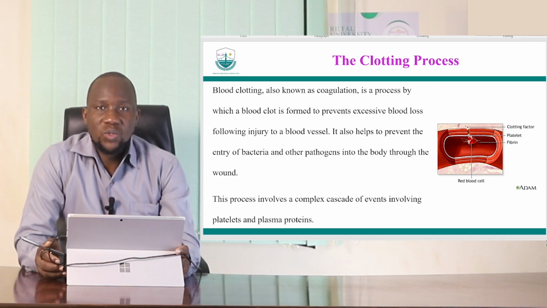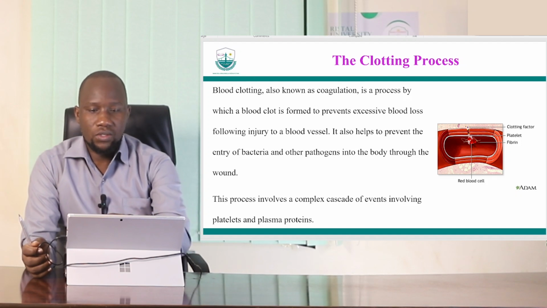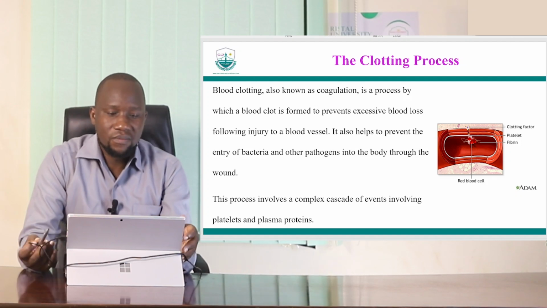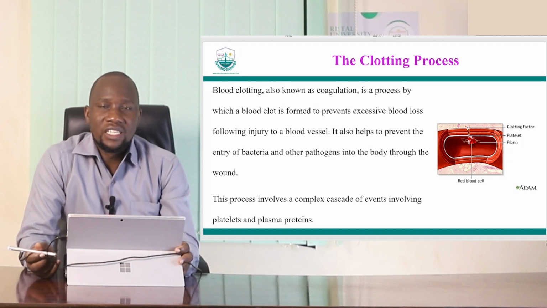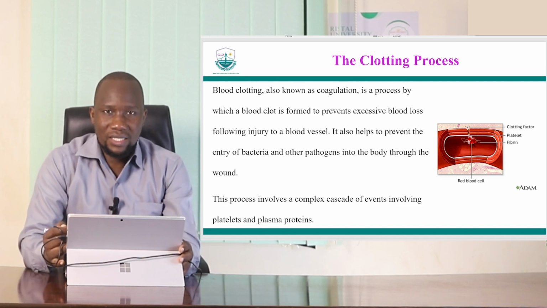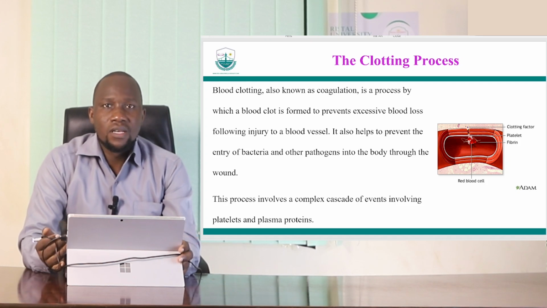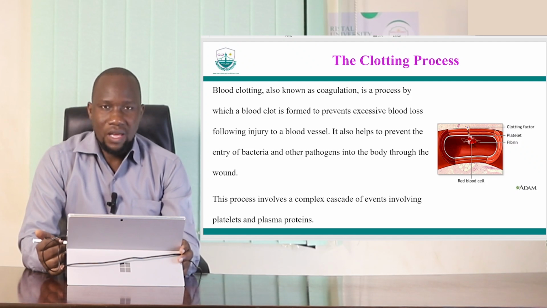Clotting of the blood is what we can also call coagulation. That's the term we can use to mean the same thing. It's a process by which a clot is formed to prevent excessive loss of blood through a blood vessel. So when you cut your finger, your blood will flow, but only for a few minutes, 1 or 2, and then the flow of the blood stops.